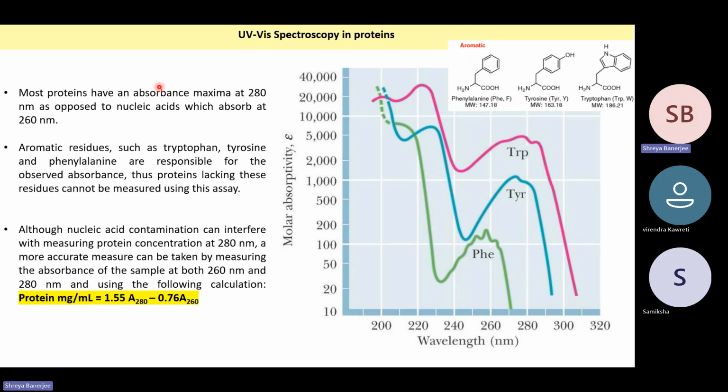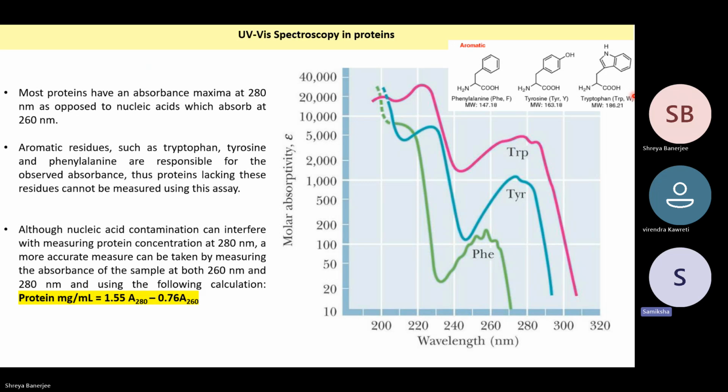For a protein to be visible by UV visible spectroscopy, it must have one or more of these aromatic amino acids. Since tryptophan has the highest intensity, generally tryptophan is preferred. So proteins lacking these amino acids cannot be measured using UV visible spectroscopy. The sample can contain any one of phenylalanine, tyrosine, or tryptophan, or all three, because these will show peaks. It does not matter, but it must have at least one.